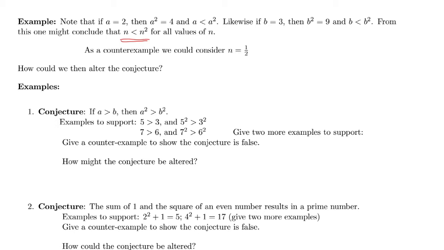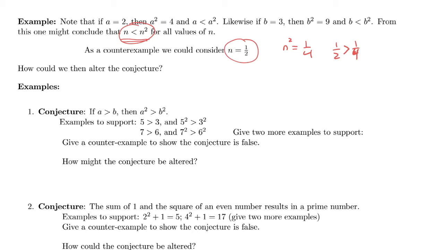And you might feel somewhat justified because you've got a couple of examples to show that. However, notice that if n is equal to a half, then n squared is going to equal 1/4. And in that particular case, 1/2 is actually larger than 1/4. So that's a place where my conjecture breaks down. And that happens an awful lot, right?